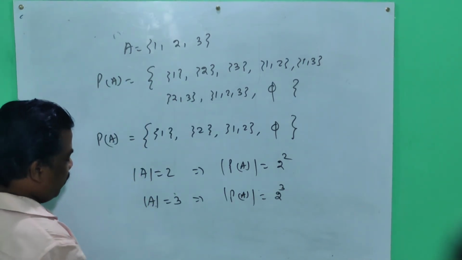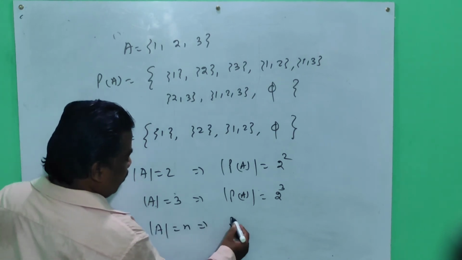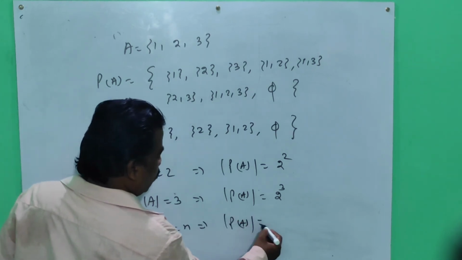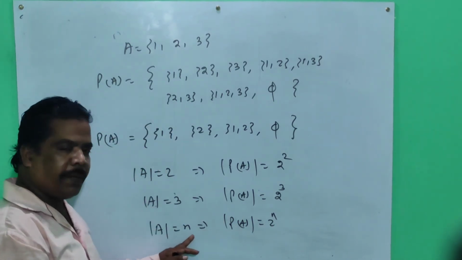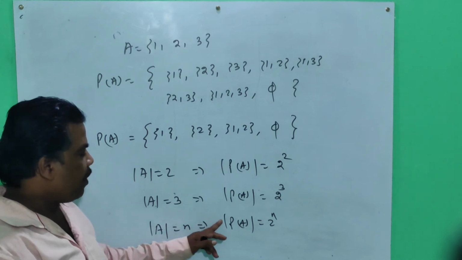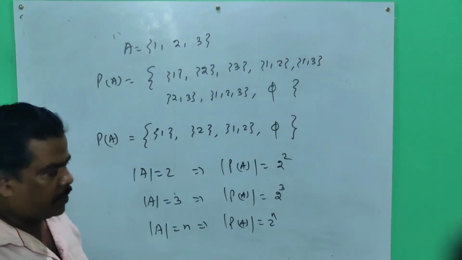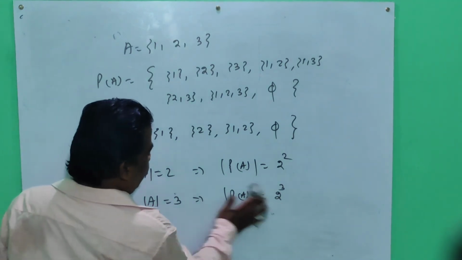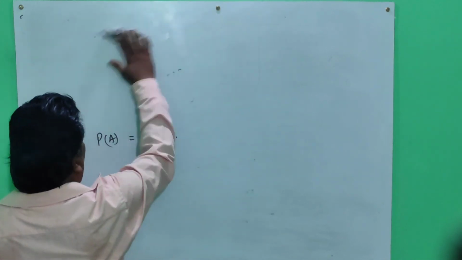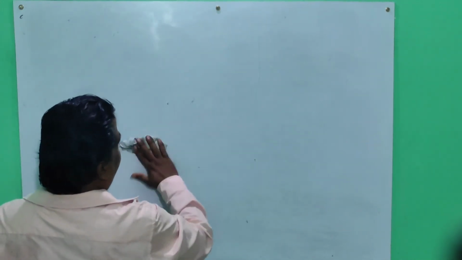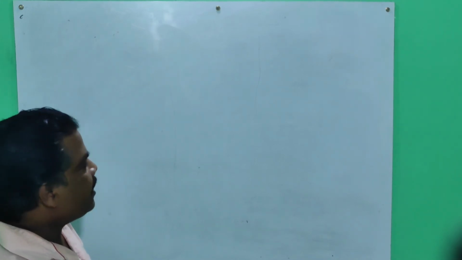Now we may remember that if the cardinal number of a set is equal to n, then the cardinal number of the power set is 2 to the power n. If a set contains n elements, then the power set contains 2 to the power n elements. Now we know what is a power set, that is, the set of all subsets. Cardinal number means the number of elements present in the set.